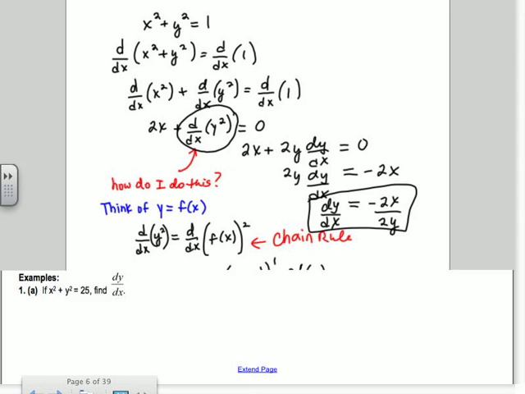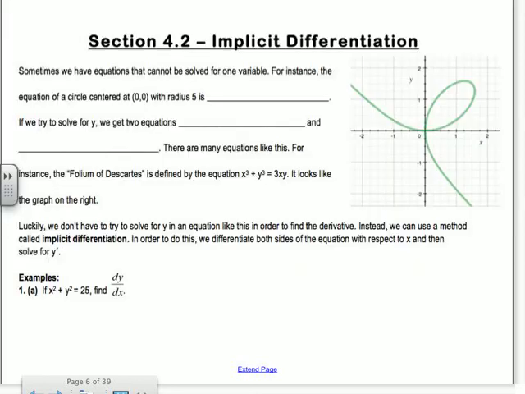Okay, so let's go to another example. Implicit differentiation. It says sometimes we have equations that cannot be solved for one variable. So for instance, the equation of a circle centered at 0, 0 with radius 5. So go way back to geometry. How did you write the equation of that circle? x squared plus y squared equals the radius squared, so it would be 5 squared, so 25. That's centered at 0, 0.